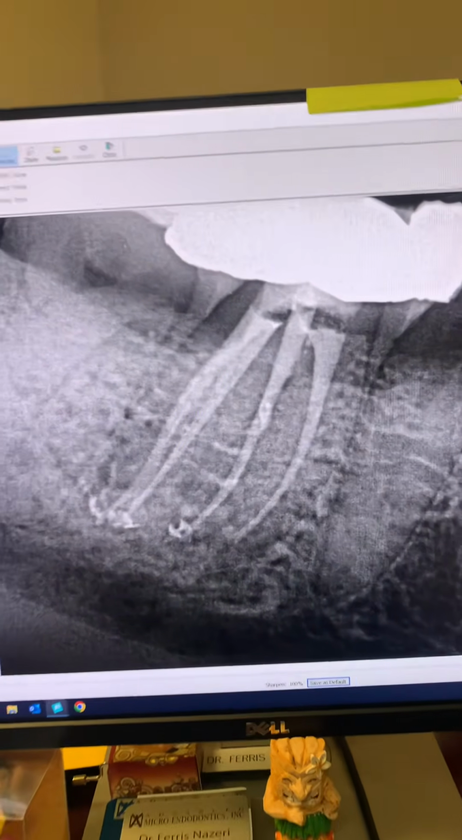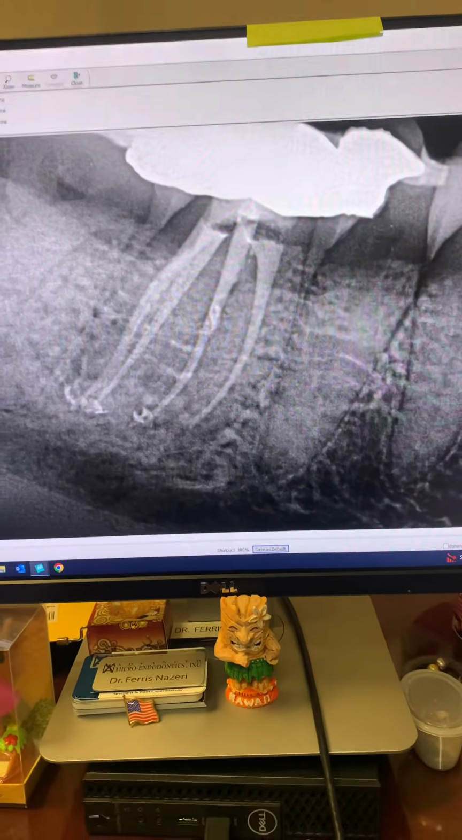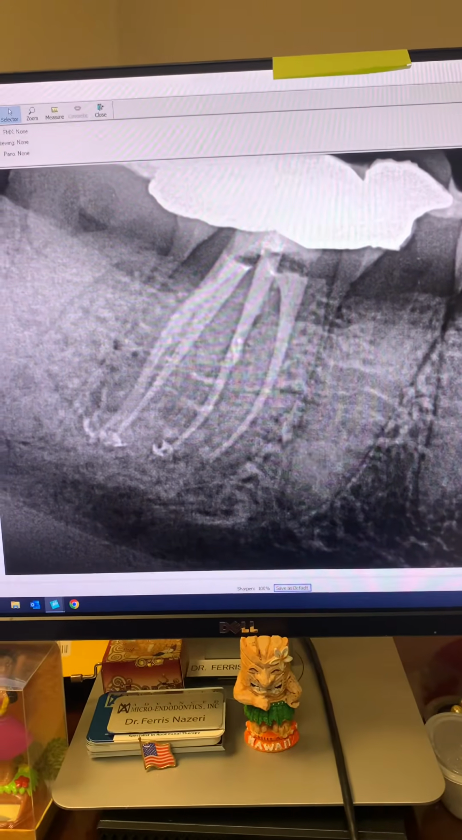Everything went beautifully, as you can see. We went ahead and temporized the tooth and referred the patient back to her dentist for the permanent restoration.